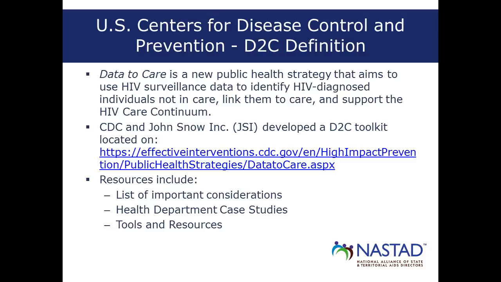CDC instituted recommendations for Data to Care, which is a new public health strategy aimed at using HIV surveillance data to identify people who are not in care, link them to care, and support the care continuum. There's a toolkit that was developed in collaboration with some of our presenters, CDC and John Snow Institute, located at the Effective Intervention website. These resources include a list of important considerations, other health department case studies, and tools and resources. We advise implementers or people considering implementation to please visit the website and look at the tools.